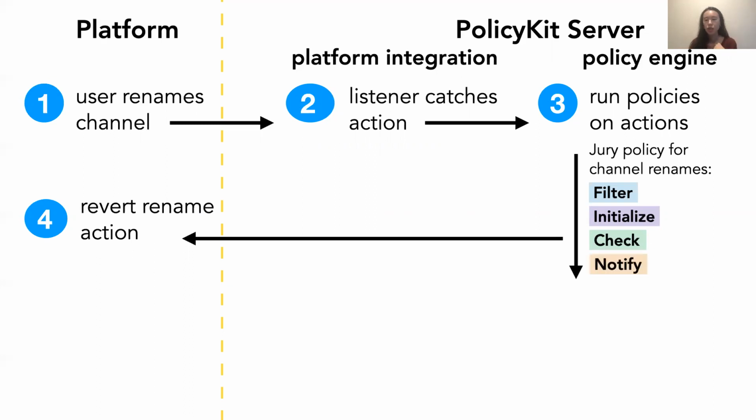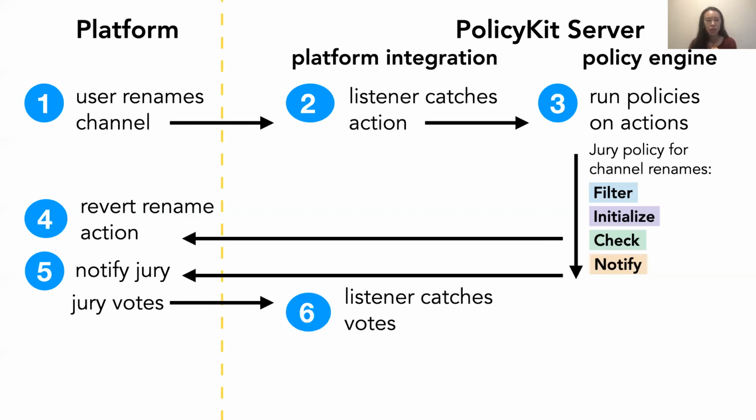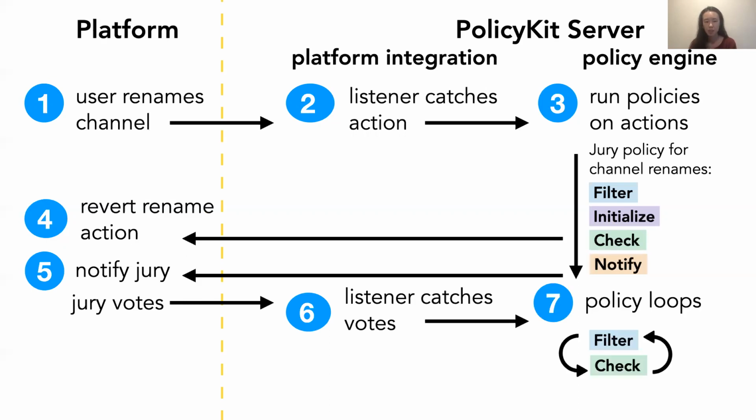Next, we run the notify function, which then sends messages to the jury members telling them to vote. In our Slack integration library, we capture votes by listening for a thumbs up or a thumbs down emoji reaction to the notify message. And different platform integrations can come up with different ways of capturing votes. After a jury member has voted, our vote listener catches the vote and stores it in the PolicyKit database.